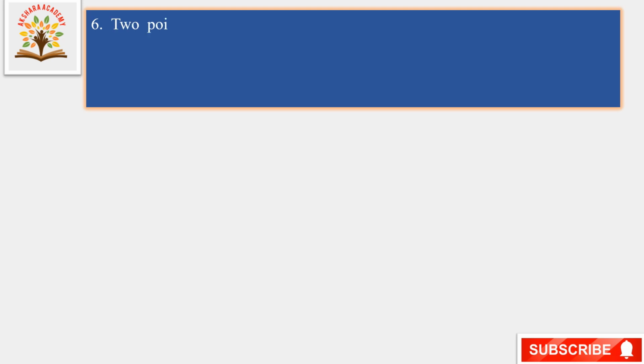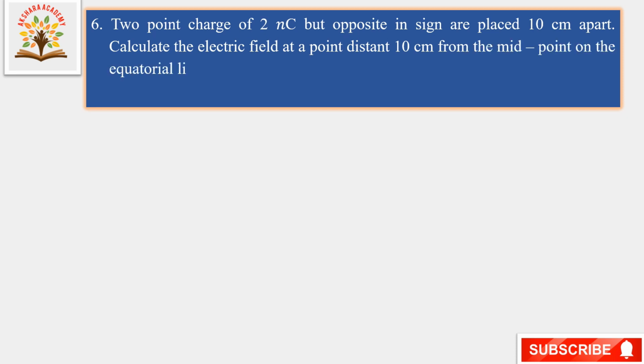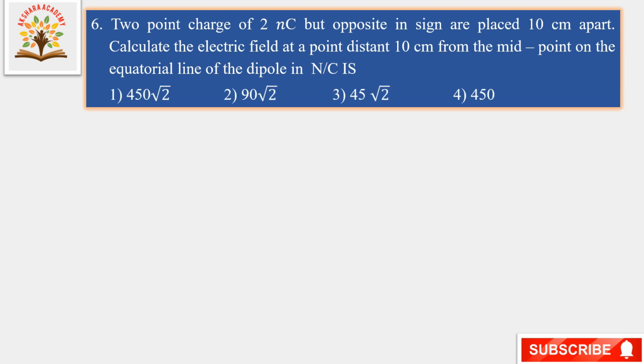In this question, two point charges of 2 nanocoulomb but opposite in sign are placed 10 centimeters apart. Calculate the electric field at a point distance 10 centimeters from the midpoint on the equatorial line of the dipole, in Newton per coulomb. Now let us go to the solution.